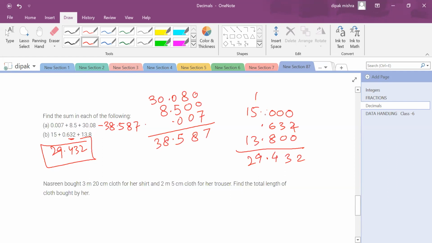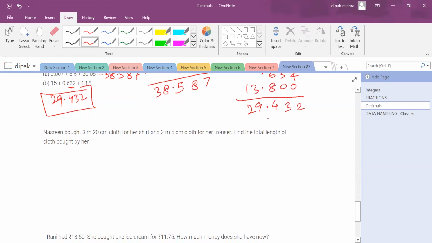Whenever you add, if there's a whole number and after the decimal there are a number of digits, after the decimal you write that many digits, the maximum number of digits involved in the addition part. Okay, let's move over to the next question. This is how you add. Similarly, for subtraction questions, you can employ the same thing.